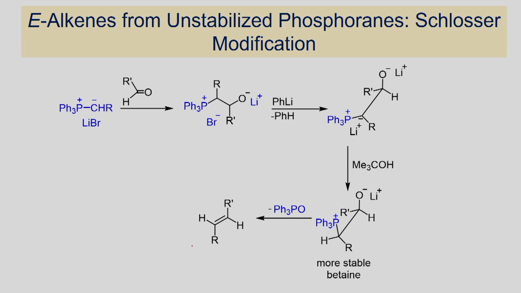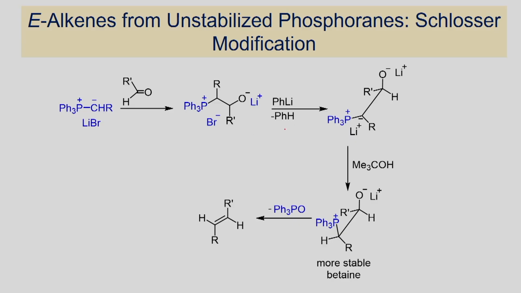Now let us look at, as we have just seen, if you have the unstabilized phosphorus ylide, when you react with aldehyde, it can lead to the formation of cis olefin, because the betaine formation is irreversible. As soon as you form the addition product betaine, the reaction of ylide with aldehyde with anti conformation can rotate and eliminate triphenylphosphine oxide, and it can lead to the formation of cis alkene.